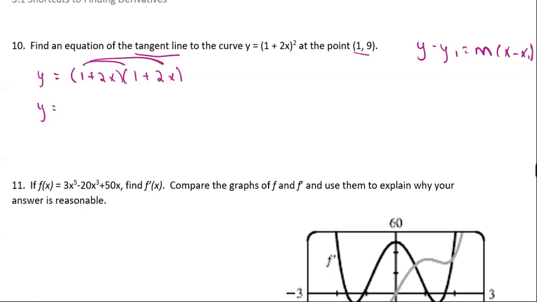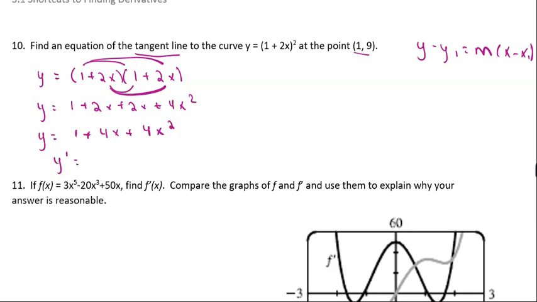So 1 times 1 is 1. 1 times 2x is plus 2x. 2x times 1 is plus 2x. And 2x times 2x is plus 4x squared. Now we can take our derivative. Well, let's simplify it one step farther first. So 1 plus 4x plus 4x squared. There we go. Now let's do our derivative.